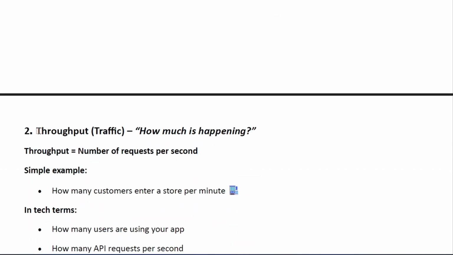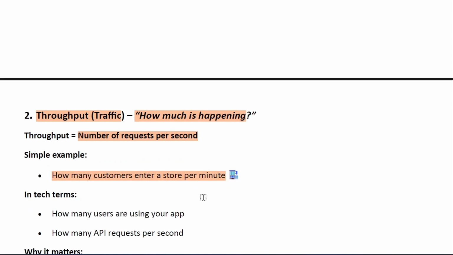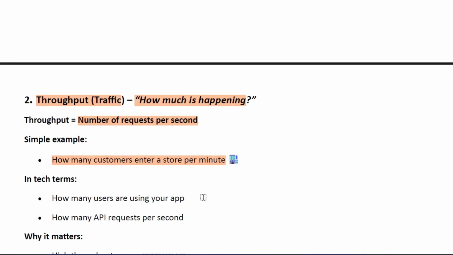Now the second term is called throughput or traffic, which means how much is happening. Throughput is the number of requests per second. Let's understand the basic idea: how many customers enter a store per minute? Let's assume you have a timer and you are looking at how many customers can enter my store in 1 minute. That shows that this number of customers can enter my store and my store still has some space.